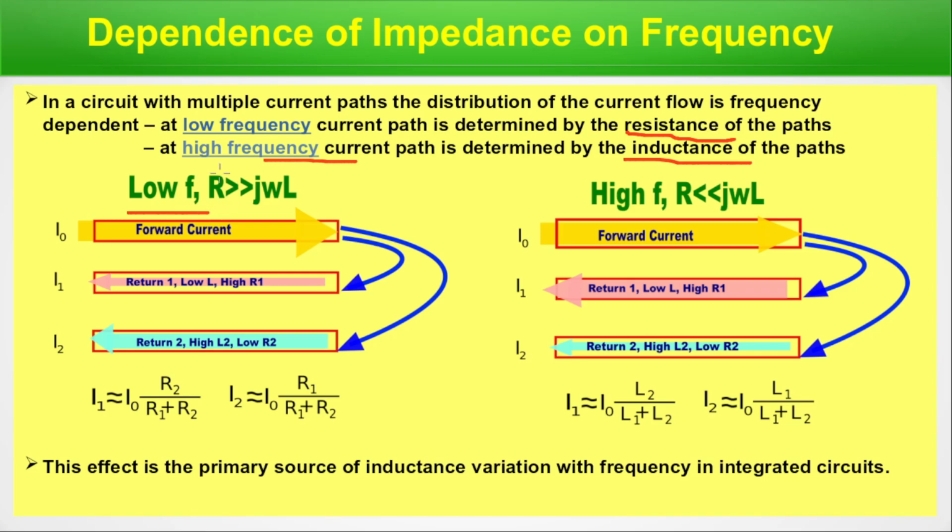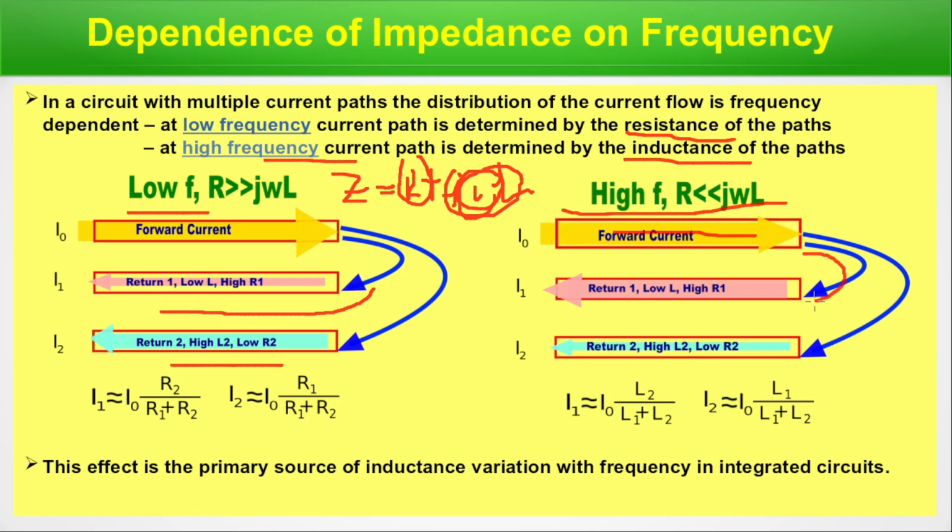At low frequency, we have Z equal to R plus jωL. At low frequency, the jωL part is very small, so R is much greater than jωL. So when the forward current is going and the return path is divided like this, most of the current returns through the low resistance path, and a small portion of it returns through the high resistance path.